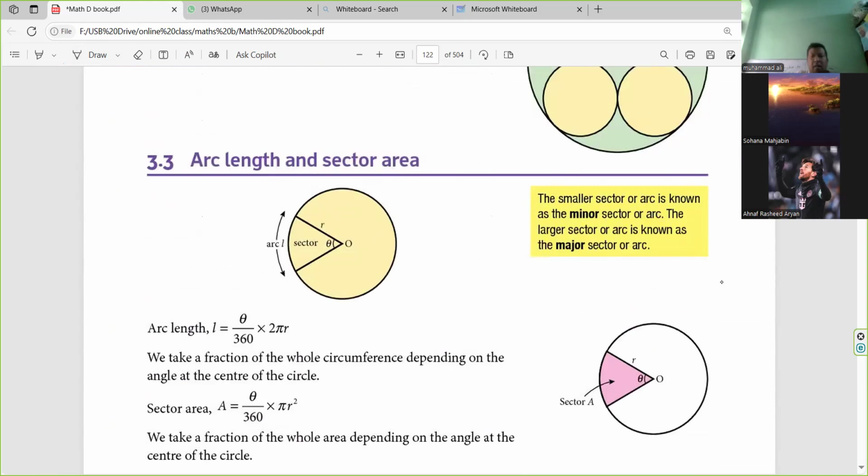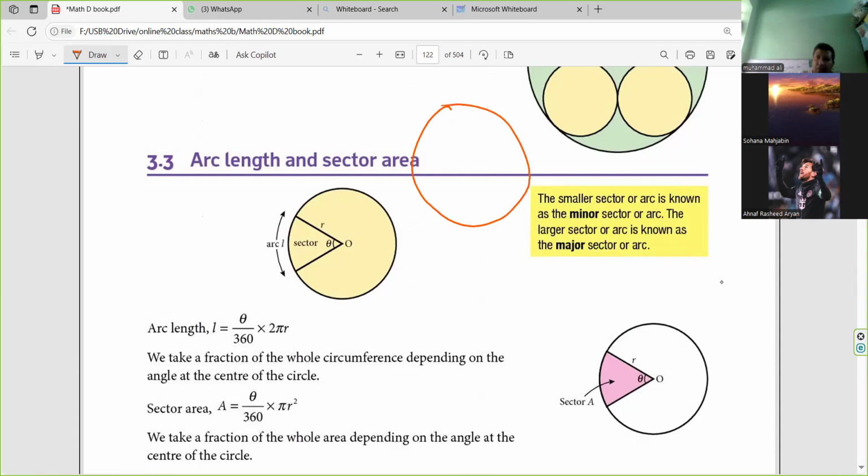Arc length. These are very important rules. Arc length is actually part of the circumference. If this is the circumference of the circle, arc length is the part of the circumference. So for this reason, this formula is related to circumference. So what is the arc length formula? This is theta. Arc length is denoted by L. L equals theta by 360 degrees multiplied by 2 pi r. Keep in mind, the arc length formula is theta by 360 degrees multiplied by 2 pi r.